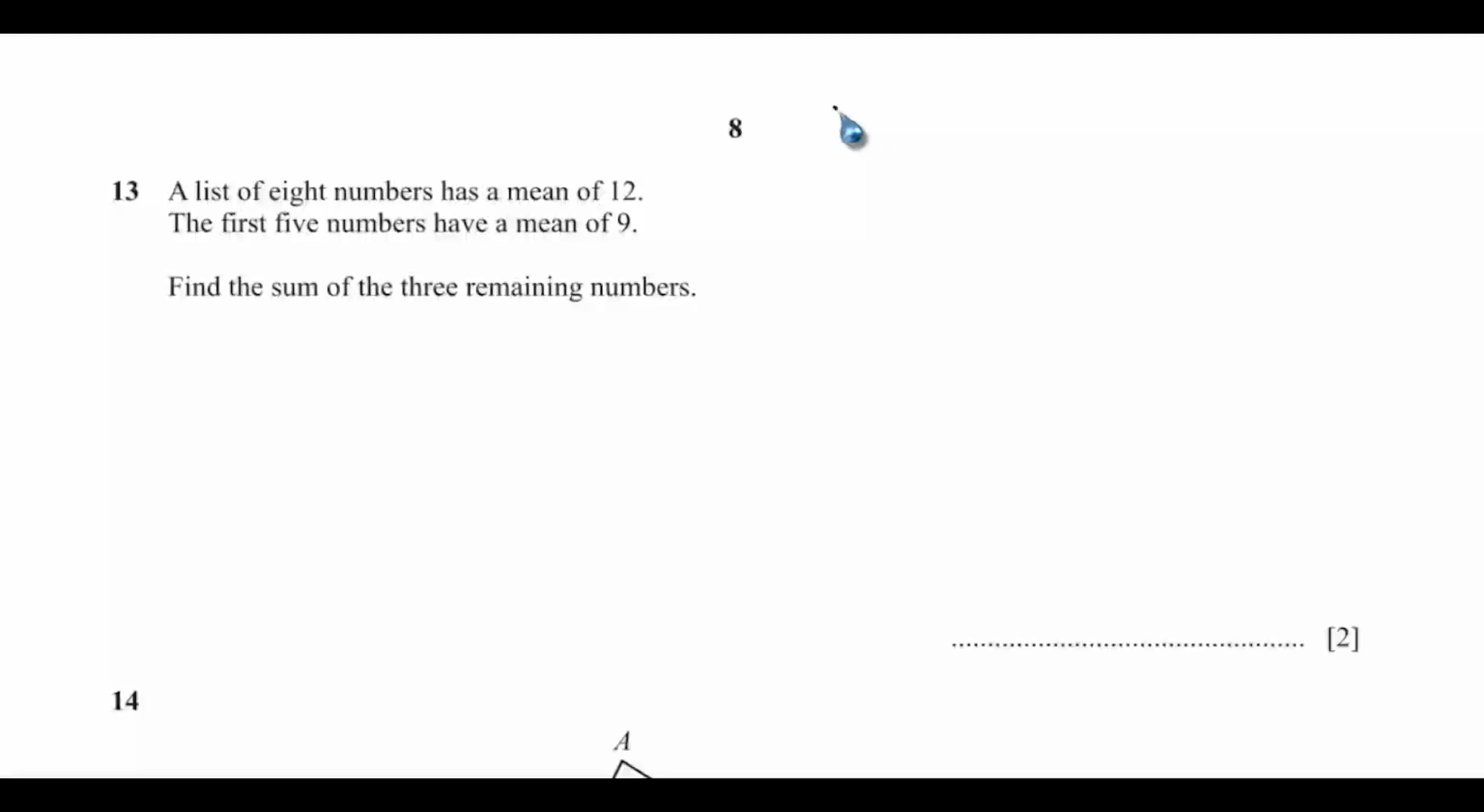So when n is equals to 8, the mean is equals to 12. From here you can say that the mean is equals to summation x, that's the addition of all the numbers, divided by n. If you key in the values, we're going to have 12 to be equals to summation x over 8. That implies that summation x equals to 8 times 12, and that should give us 96.